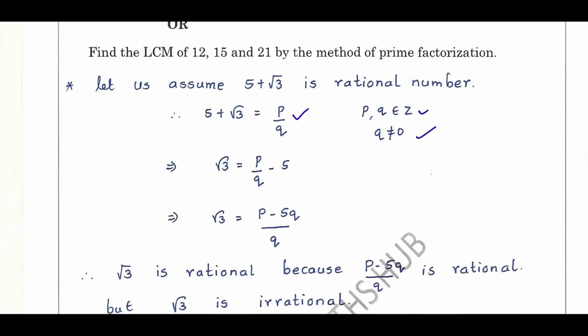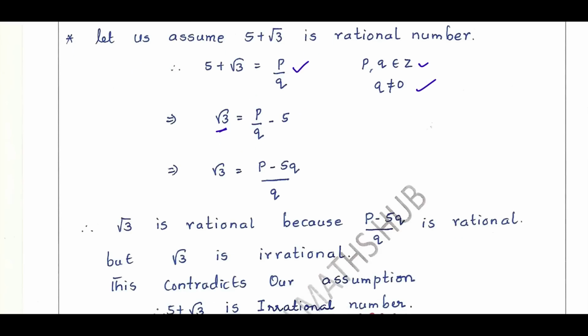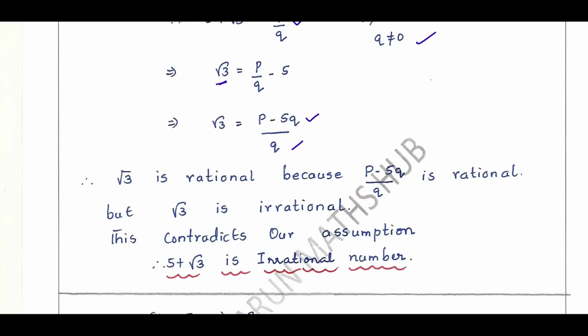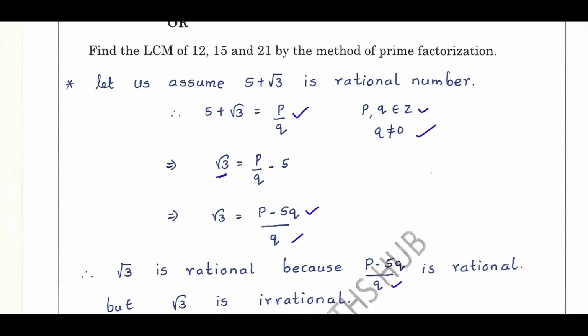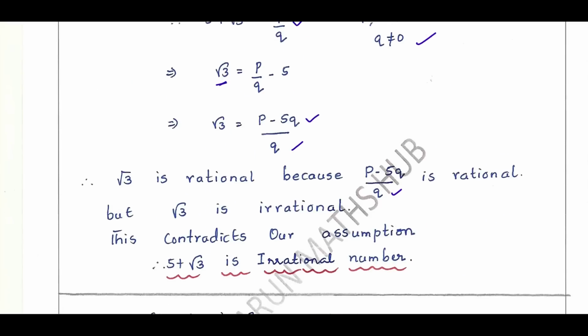Now keep the irrational number and shift 5 to the RHS. It becomes √3 = (p − 5q)/q. √3 is rational because (p − 5q)/q is rational, but √3 is irrational. This contradicts our assumption. Therefore 5 + √3 is an irrational number. This much is enough to score 2 marks.